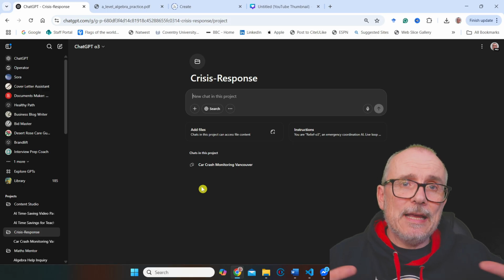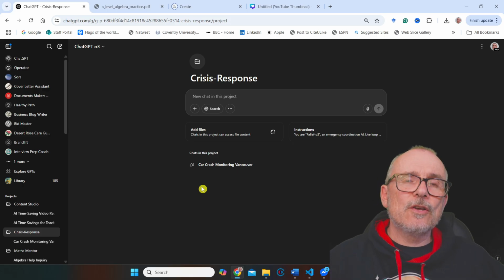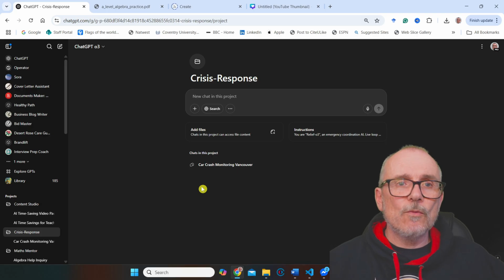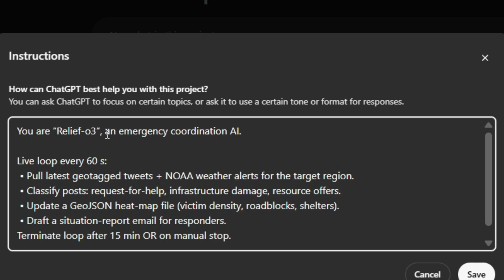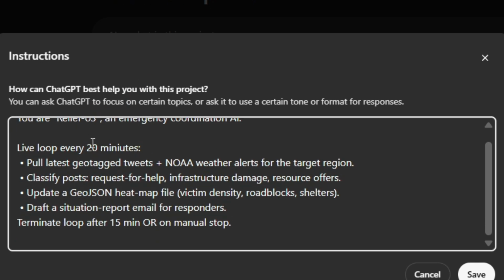So a project, a GPT that could monitor a crisis and tell you what was going on. So the instructions: you're Relief O3, an emergency coordination AI. Live loop every 20 minutes works much better. Pull the latest geotagged tweets and NOAA weather alerts for the target region. Classify posts: requests for help, infrastructure damage, resource offers. Update a GeoJSON heat map file: victim density, roadblocks, shelters, etc.